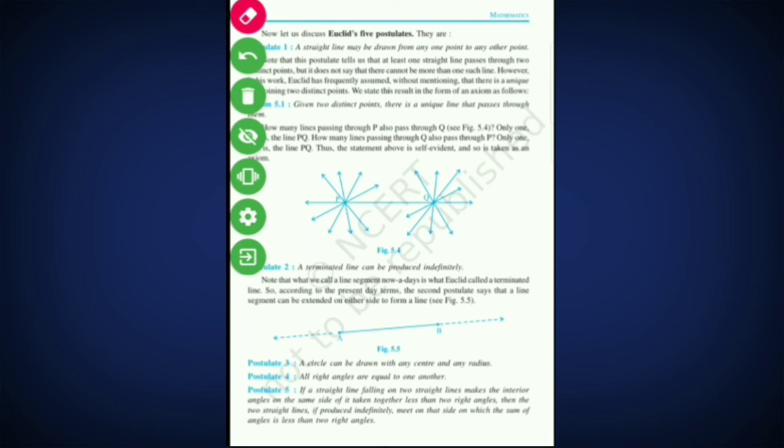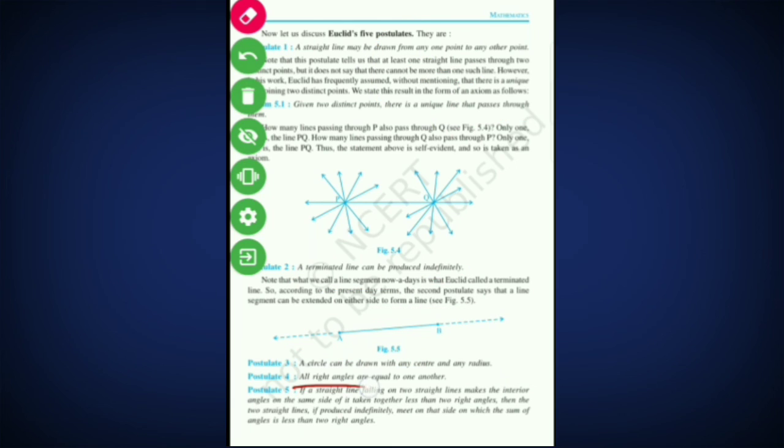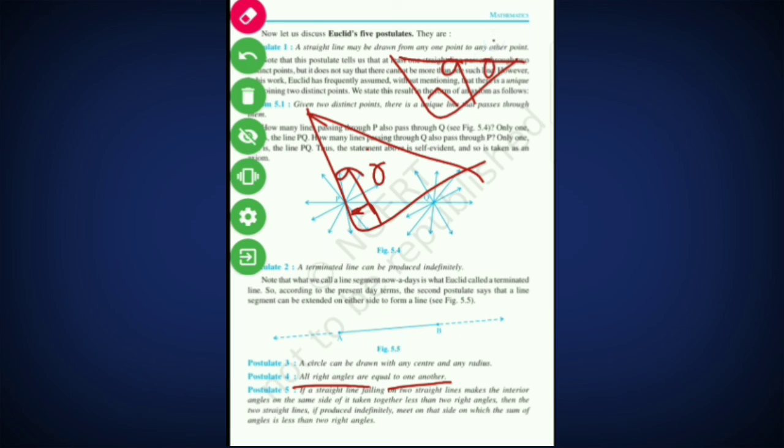Now, given 2 distinct points, there is a unique line that passes through them. A terminated line can be produced indefinitely. Next, a circle can be drawn with any center and any radius. A circle you have to draw, with any radius or any center. Okay, students, now you will study all these. All right angles are equal to one another. All the right angles will be equal to one another, as you know very well because the value of all right angles is 90 degrees. That is why they will always be equal.